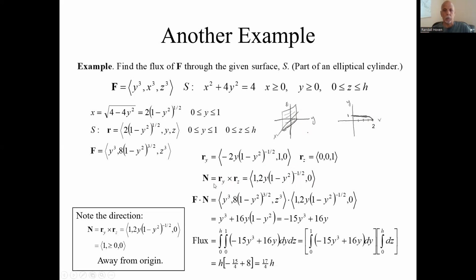Okay, the next step after we got this cross product is to take the dot product. Here was our f, here's our n. Dot them, simplify, you get this. And this becomes our integrand. Now we integrate over the two variables, y and z. Y will go from 0 to 1, z goes from 0 to h. And at this point, it's just normal calculus.